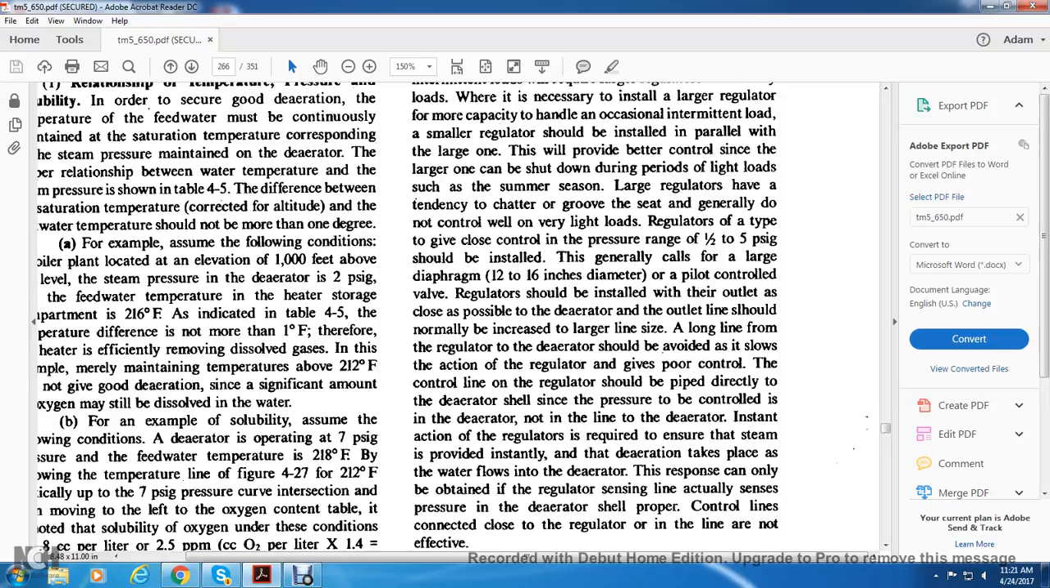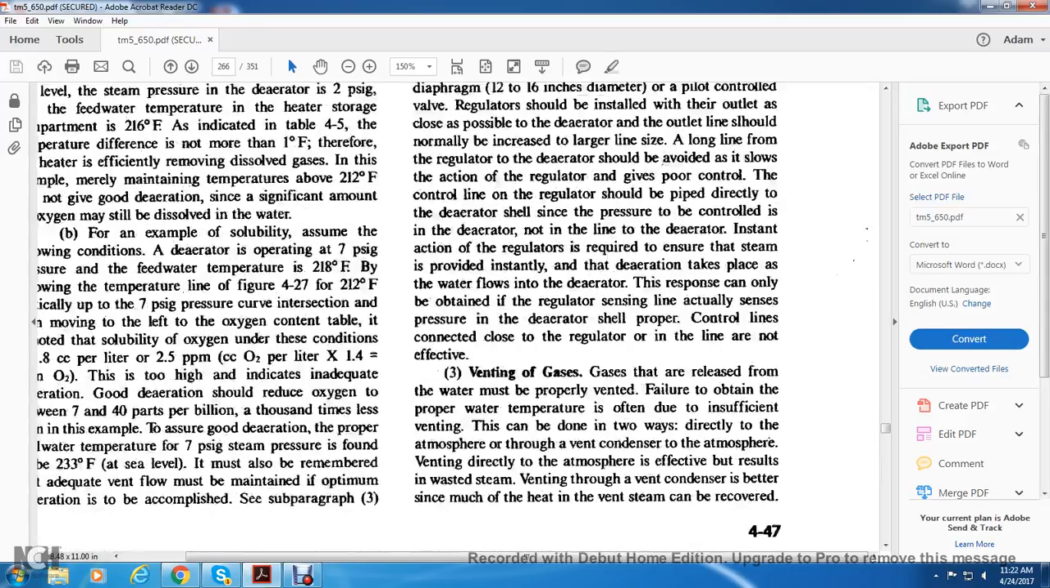Since the pressure to be controlled is in the deaerator, not in the line, instant action regulators are required to ensure that steam is provided instantly as deaeration takes place with the water flow in the deaerator. This response can only be obtained with the regulator sensing line actually sensing the pressure in the deaerator shell. Control lines connected close to the regulator and outlet lines are not effective.